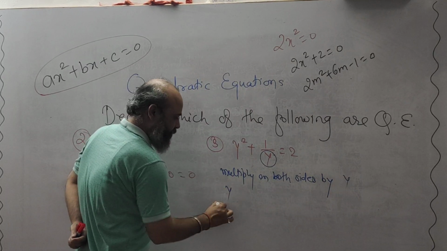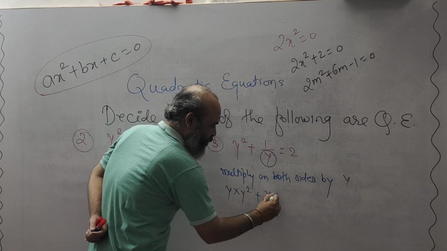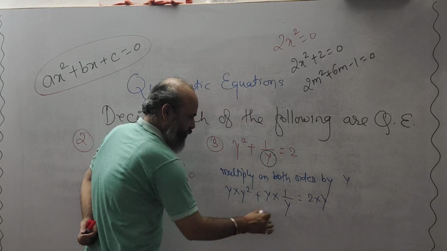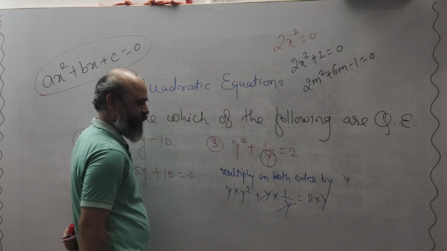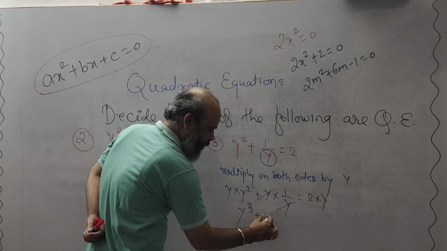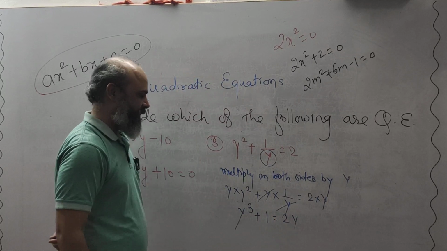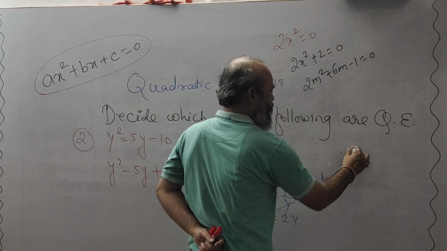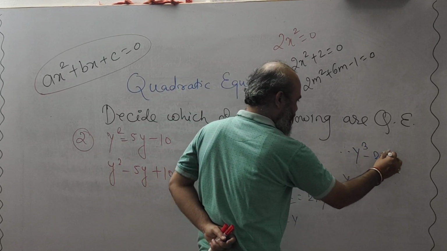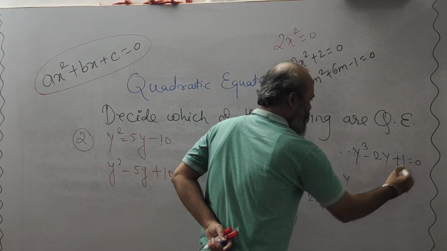So what we will get, student? Y into y square plus y into 1 upon y is equal to 2 into y. Now this y and this y cancel out. Y into y square is y cube, plus 1 is equal to 2y. Shift 2y to left hand side, so you will get y cube minus 2y plus 1, and this is equal to 0.